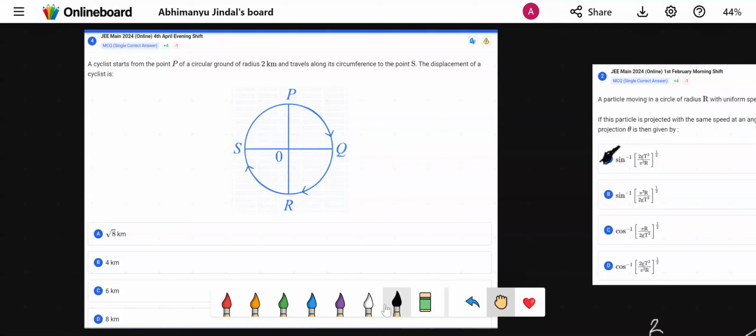The displacement is, so remember, displacement is the shortest distance. I think this is one of the easiest. I can solve this within a minute, half a second, I mean. So it goes here from P to S. So this is the displacement.